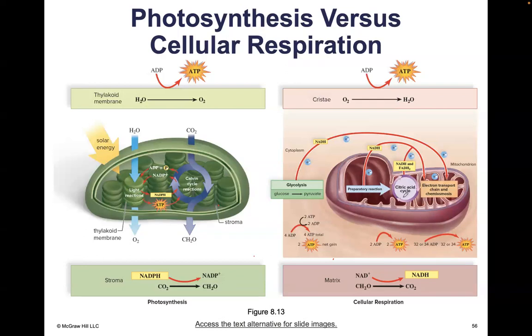The citric acid cycle is where flavin adenine dinucleotide is produced, and also nicotinamide adenine dinucleotide. The electron transport chain creates 32 or 34 ATP from 32 or 34 ADP. In the cristae, oxygen is converted to water with ADP converting to ATP. In the matrix, glucose is converted to carbon dioxide with NAD plus converting to NADH.